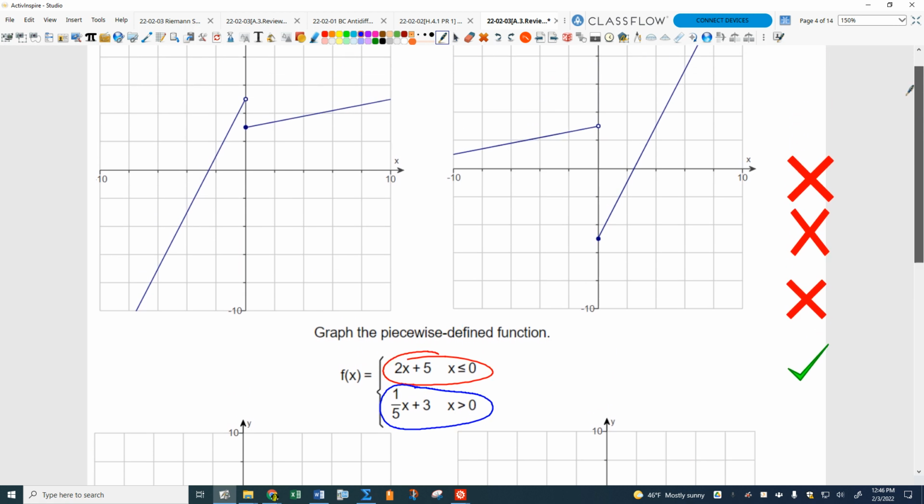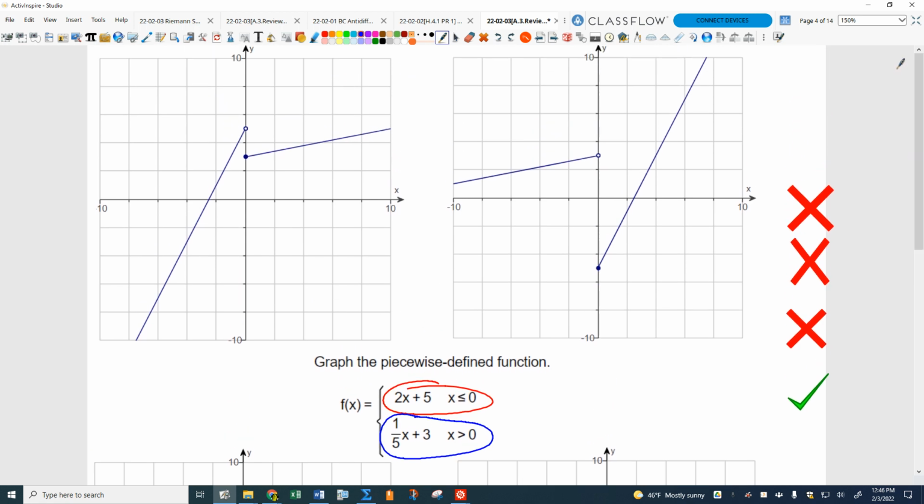We'll go up here, how about? So that one's going to get graphed over here. We've got the line y equals 2x plus 5. And over there, to the right of 0, we've got the line y equals 1/5 x plus 3. Easy enough. We just have to graph those lines in their domains.